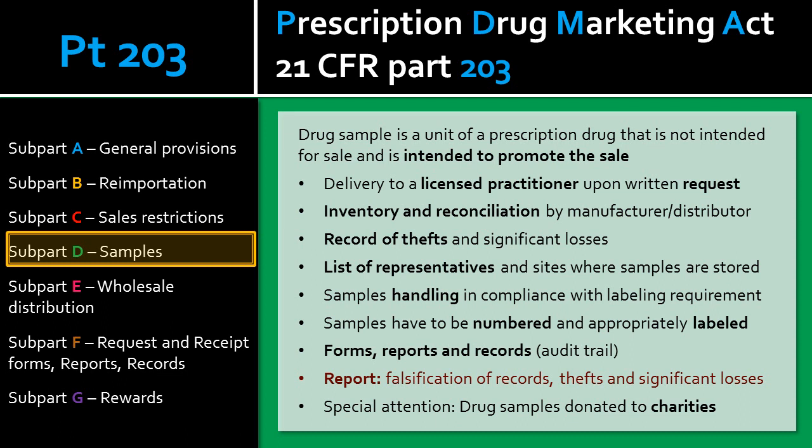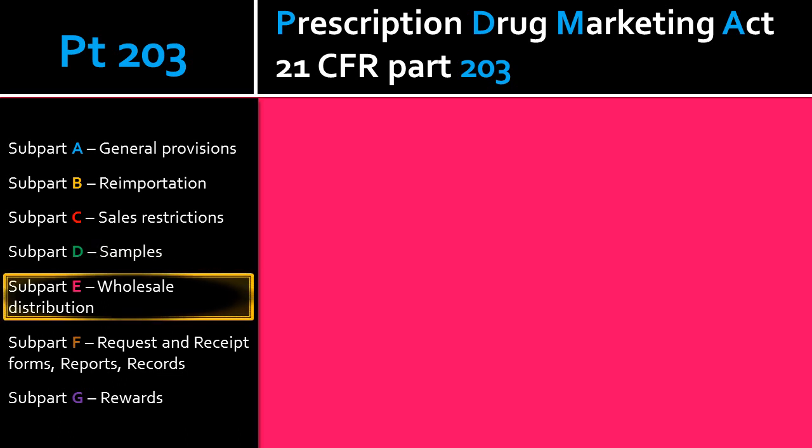Special attention is paid to drugs donated to charitable organizations. Drug samples have to be delivered in properly labeled and unopened packaging in a sealed carton for delivery. A licensed practitioner or pharmacist has to examine the donation prior to its dispensing to patients to confirm the drugs are not adulterated, misbranded, or expired, or otherwise unfit for use. Charities have to maintain records, conduct inventory reconciliations, and report thefts and significant losses to the FDA.